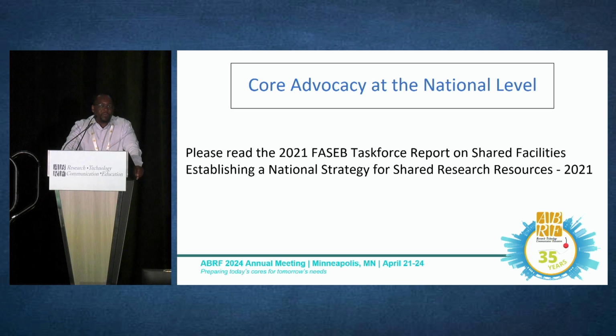So in 2020, during the pandemic, a stakeholder group from ABRF was put together by FASEB. We came up with a report, the 2021 FASEB task force report. This report details all these examples we have had on this stage. So I encourage you to search for this report. It's on the ABRF website so that you can read it. It has all the details about the activities that are being undertaken at every institution. So I would like to leave a lot of time for questions, and we stop here.